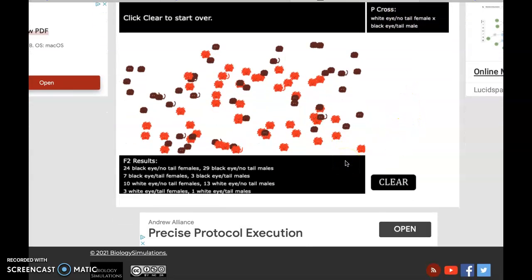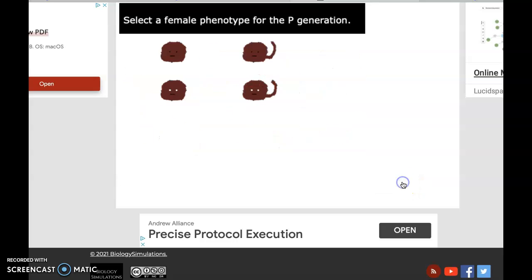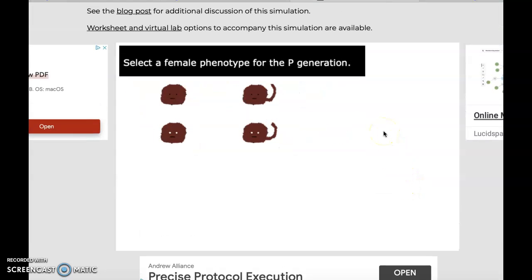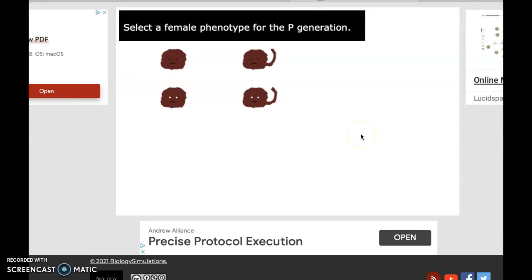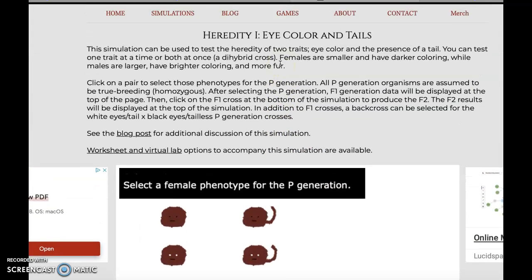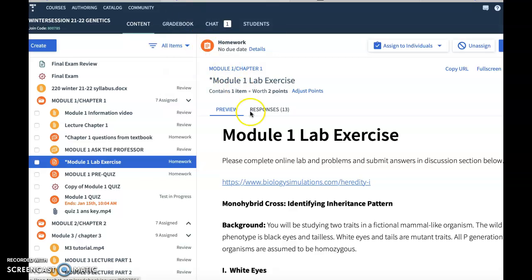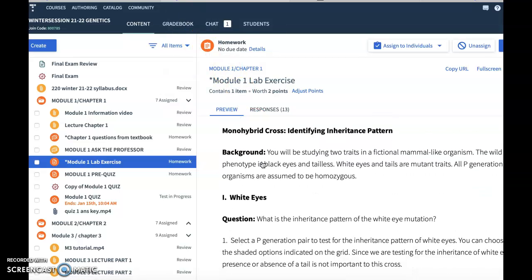Okay. And so basically that's how you do it. You can do one trait at a time, or you can do both. So you could then start all over and do another simulation, but that's basically the story here. So what I'm going to do then is to go back to the problem set and look at the question.